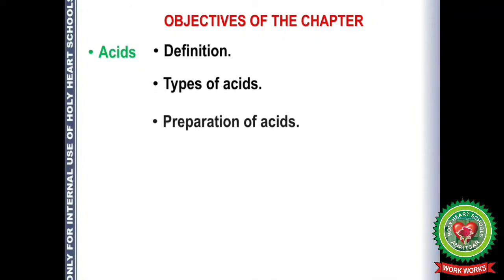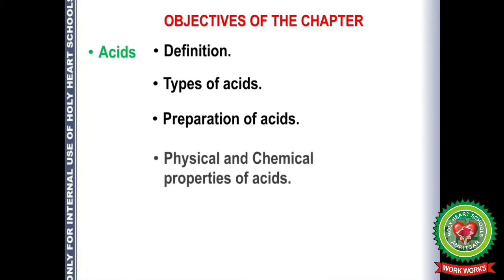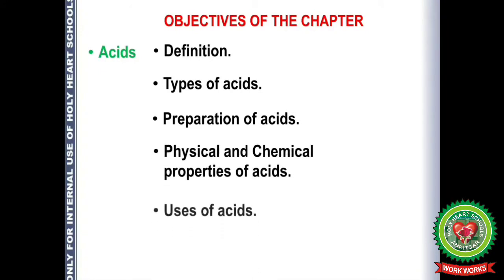First of all, let's discuss the objectives of the chapter. The chapter is divided into three parts. The first part is of the acids. In that, we will study the definition of acid, types of acids, preparation of acids, physical and chemical properties of acids, and uses of acids.